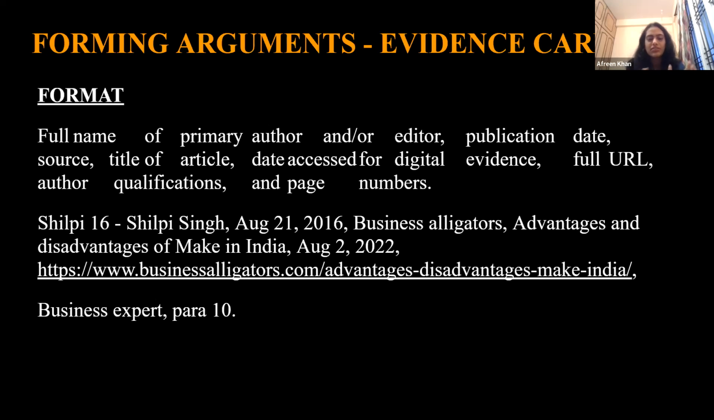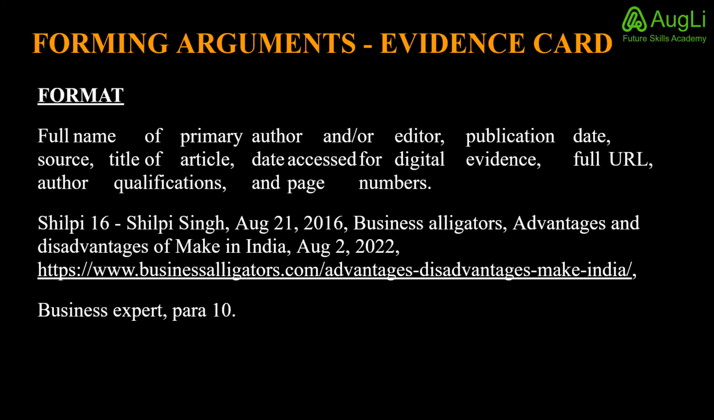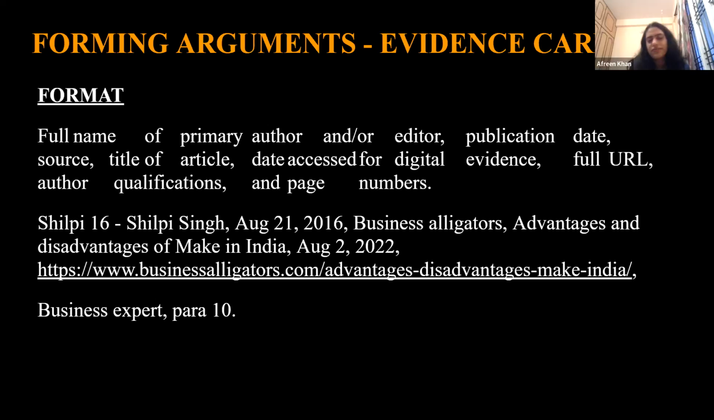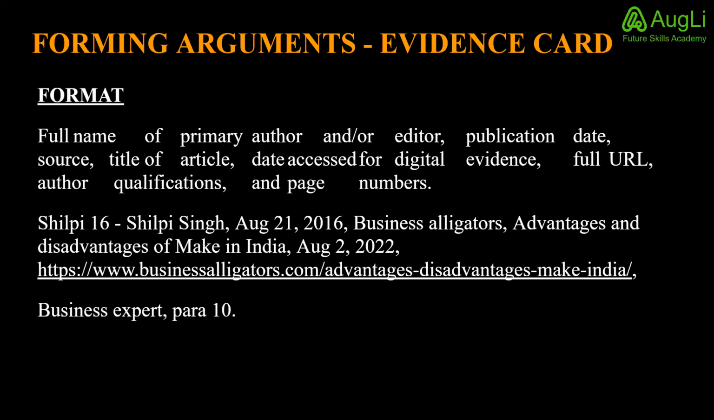The way it would look is Business Alligators, comma, Advantages and Disadvantages of Make in India, 2 August 2022, or whenever you have cited that article, and then copy paste the entire link of the article. Okay, ma'am, and one more thing. What if our content is a mixture of our own words and text from different websites? What do we do then? Just tell that you have paraphrased that. Okay, ma'am.